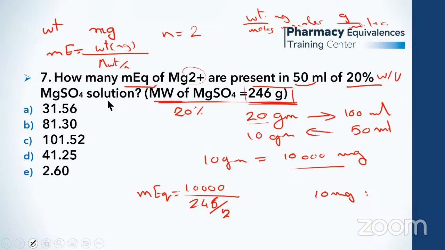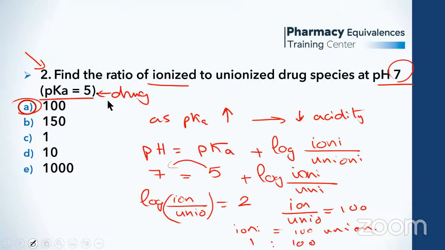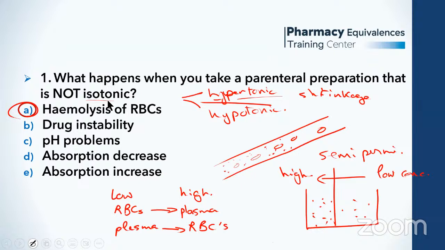Thank you. You're welcome. Doc, I have a question about question number 2. Let's go back to question number 2, the one with isotonicity. Yes, the first one. The question just says the parenteral preparation is not isotonic, but it doesn't tell you if it's hyper or hypotonic.